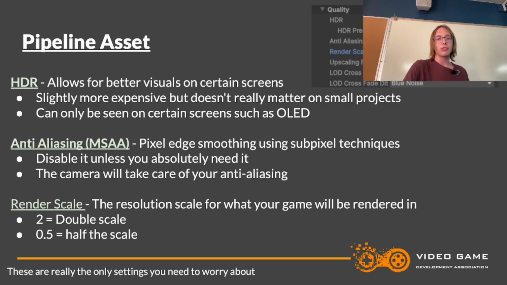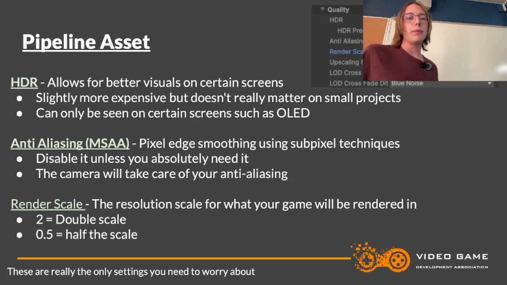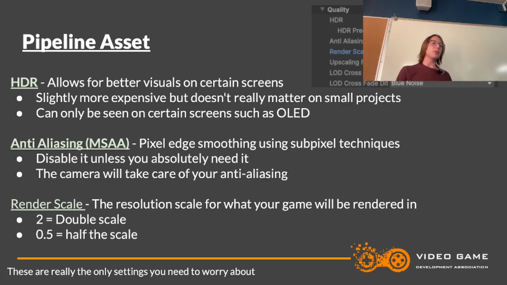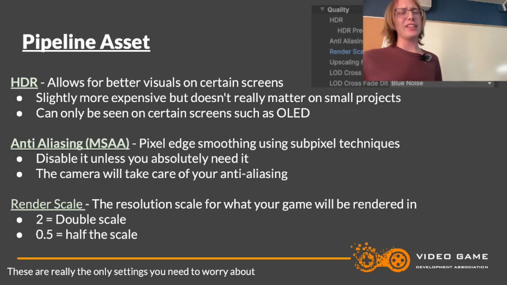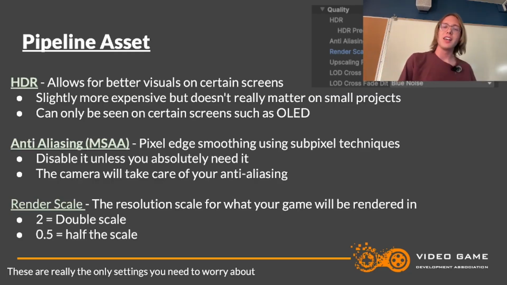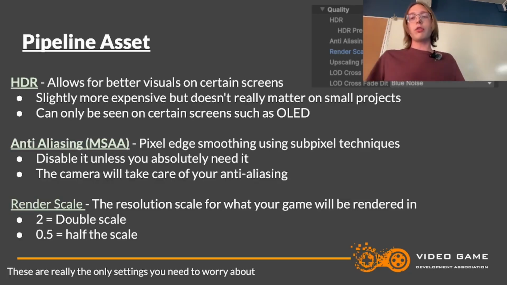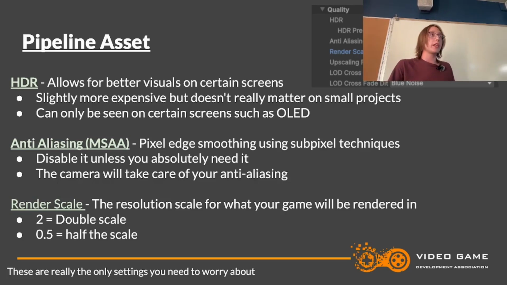Anti-aliasing, MSAA, pixel edge smoothing. This is using subpixel techniques, which I know is a little complicated. Don't worry about it. Basically, just disable it unless you absolutely need it. Now, you may be asking, why are we disabling anti-aliasing? It's a small project, I can just turn it on. But there are two different types of anti-aliasing you can turn on. You can turn it on project-wide, or you can turn it on just for the camera. So I would recommend only having the camera take care of your anti-aliasing. There's also a setting where you can just turn on anti-aliasing for the camera specifically.